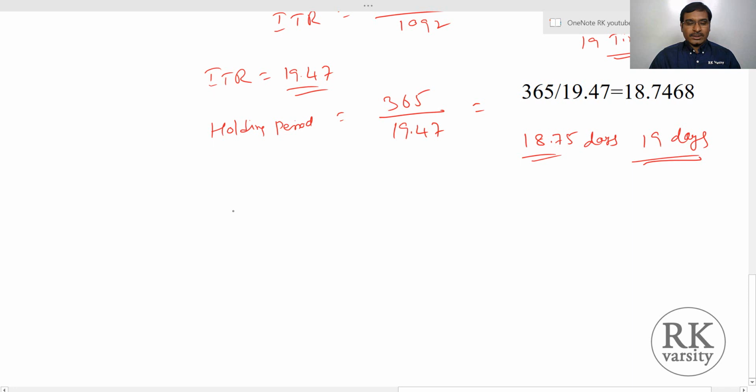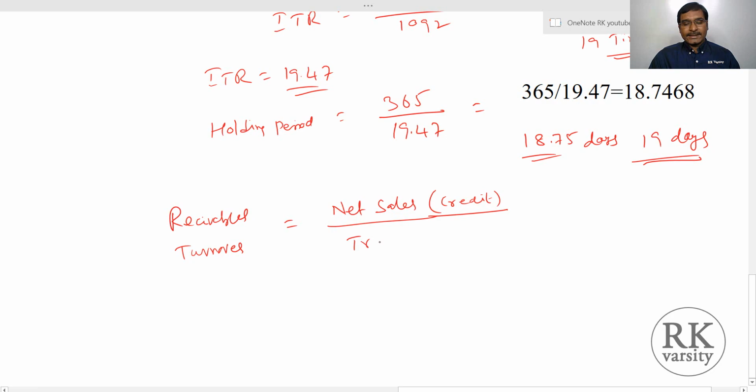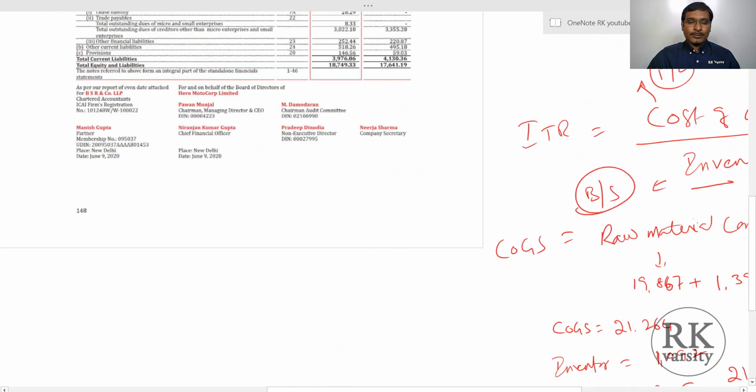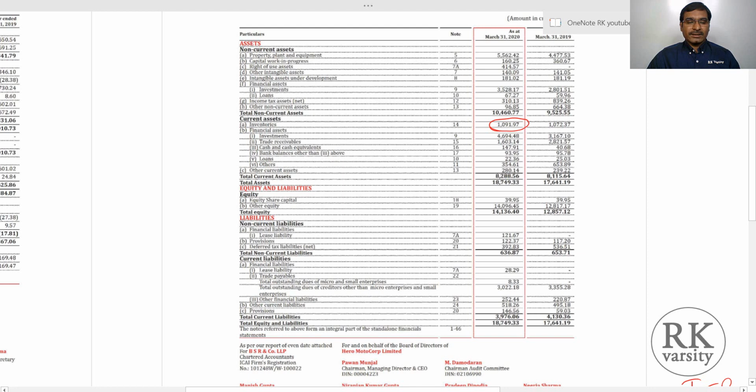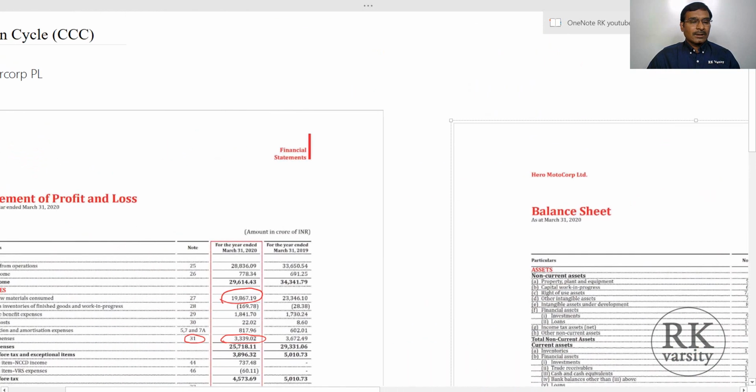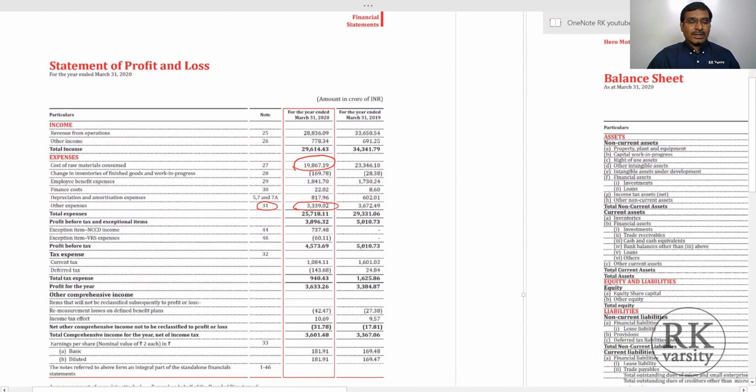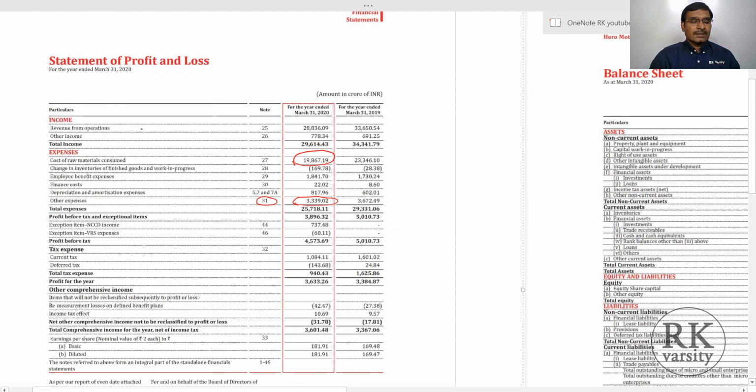Next is your receivables turnover ratio. So receivables turnover ratio equals net sales upon trade receivables. And in an annual report, if you look here, your trade receivables are there, which is very clear. Your trade receivables are 1,603 crore, whereas your revenue from operations is 28,000, and you are not sure whether this is a credit sales or a cash sales.